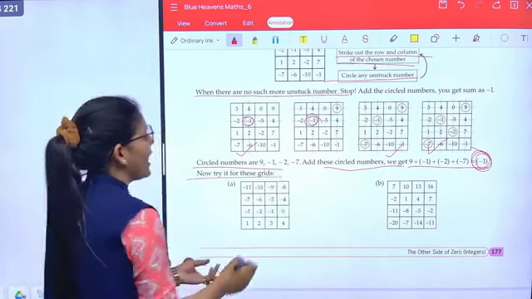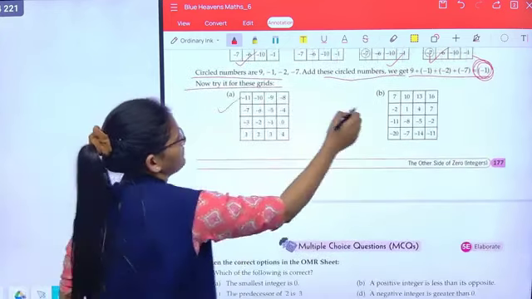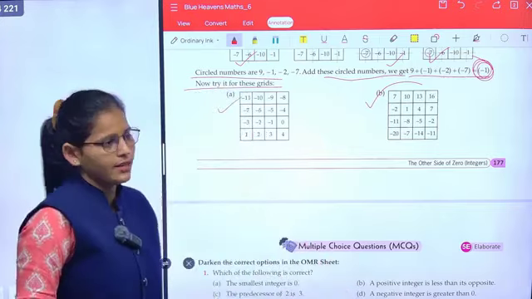Now write for these grids. Try on these grids. Okay class?